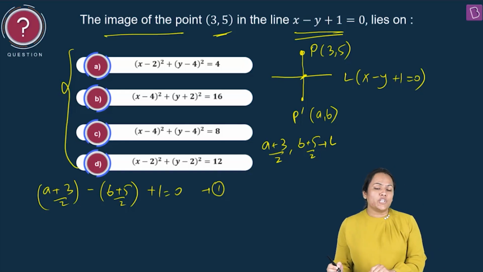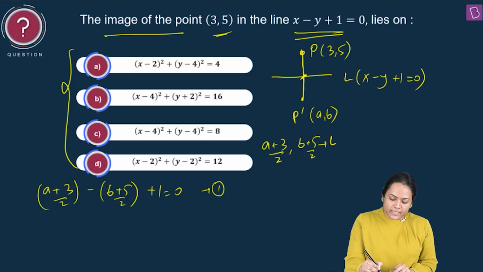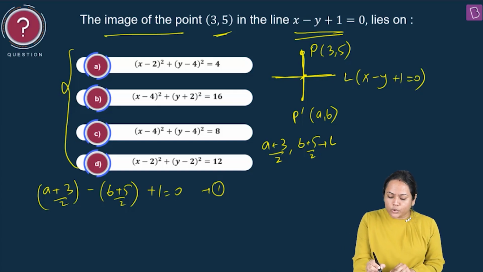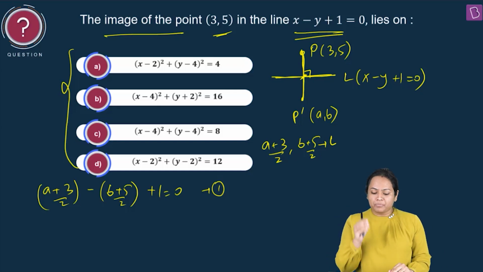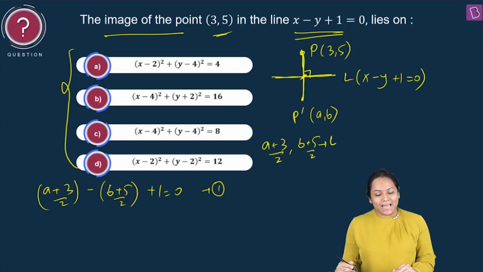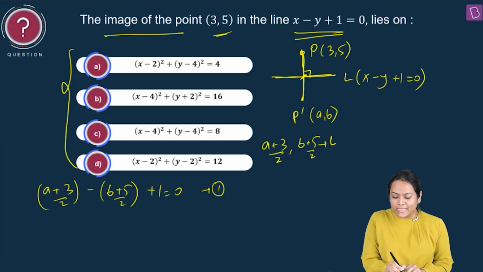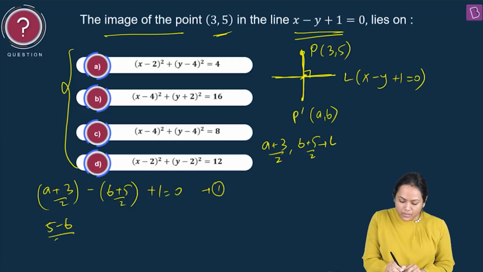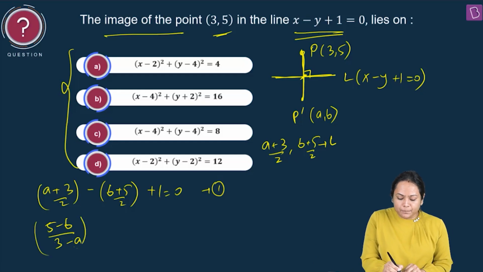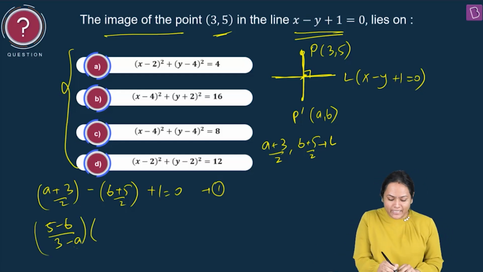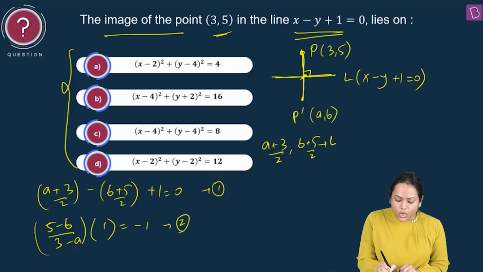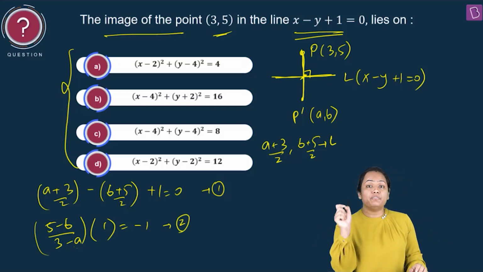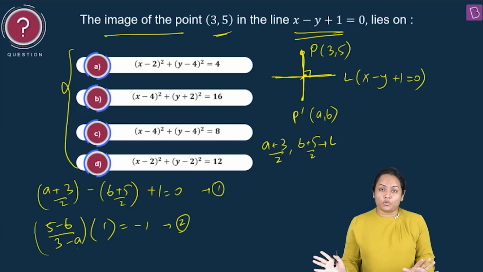And I have one more condition, that the line PP dash is perpendicular to the line L. What does that mean? That means that M1 into M2 is equal to minus 1, right? So I can write the slope of P and P dash, that is 5 minus B upon 3 minus A, multiplied by the slope of the line, that is 1, is equal to minus 1. So solving 1 and 2, you'll get your image of the point 3, 5. Clear? And then you can check the options.